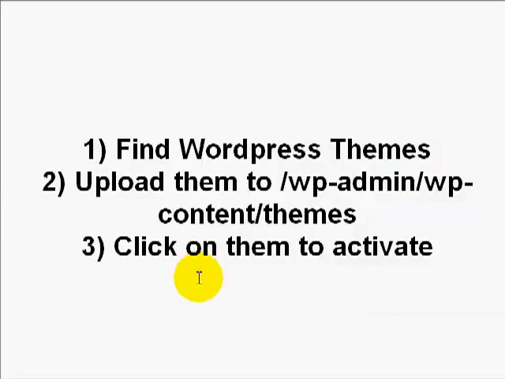So with that said, it's a 3-step process. Find the WordPress themes, whether using Google or going to the WordPress themes site, then upload them to the wp-content/themes folder, and then go and click on them.